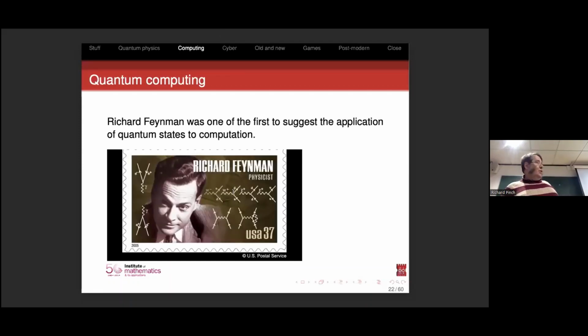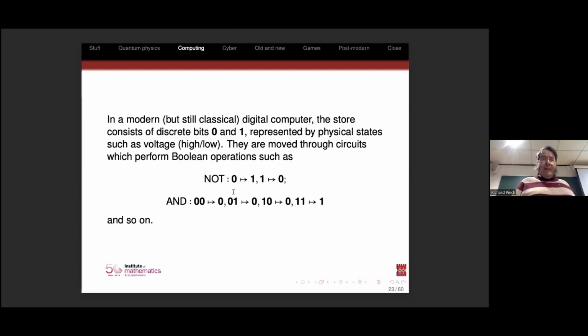But the application of quantum technology to computing, I think, originated with Richard Feynman. And here is a picture of a commemorative stamp with Feynman diagrams representing particles interacting with each other. I don't think any of them is particularly associated with quantum computing, but so what I want to do is to just say one thing about the difference between quantum computing and classical computing.